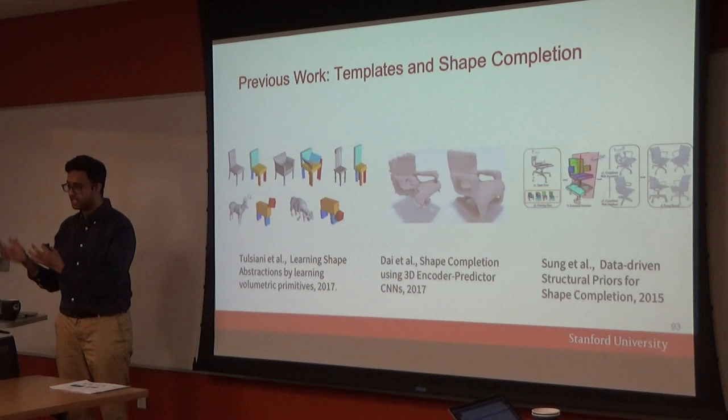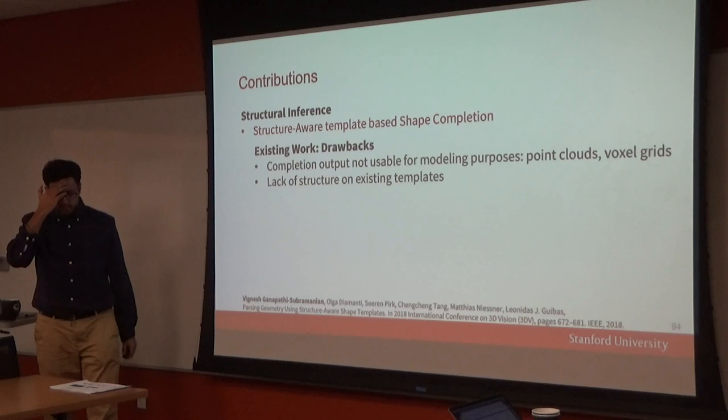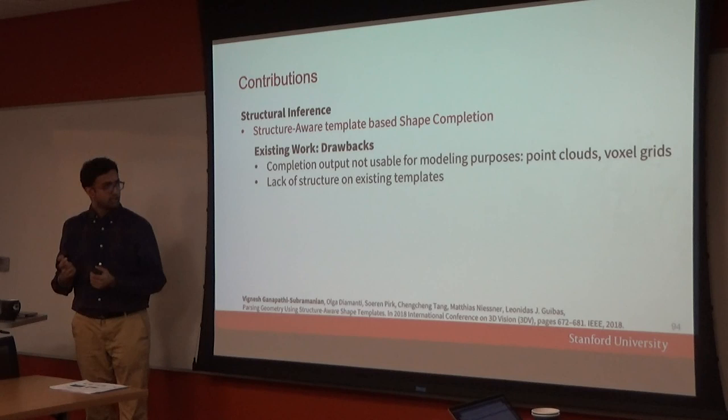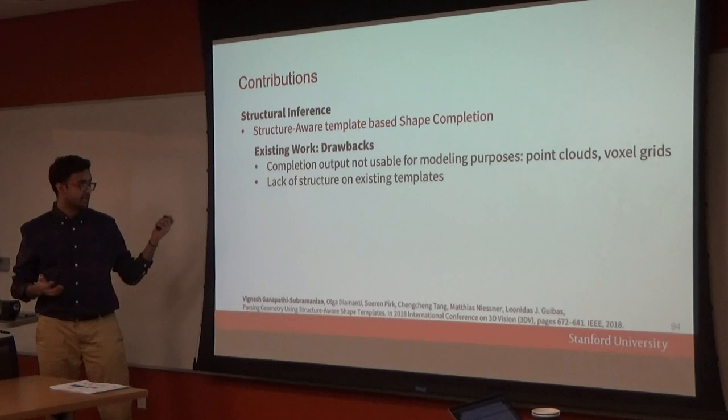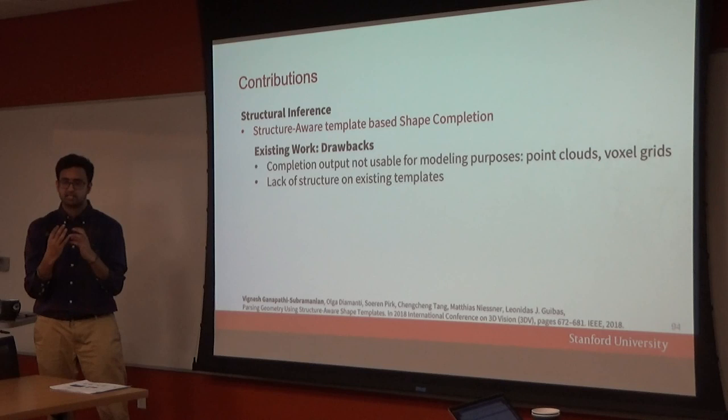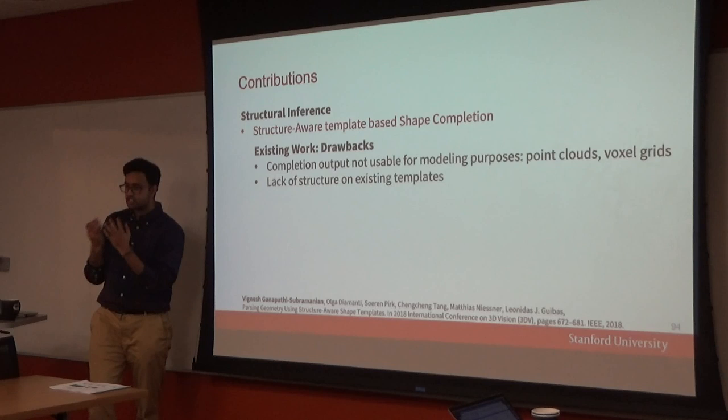The drawbacks of these works, though, is that most of these reconstruction works provide output in the form of voxel grids or point clouds. While for shape modeling purposes, typically you would like to have output in the form of CAD models or meshes. Also, existing works that have shape primitives, such as Tulsiani et al., which I showed in the last slide, typically have no relationship between the various primitives in the particular shape. So if I have a set of boxes representing a chair, I don't have any relationship between these boxes.